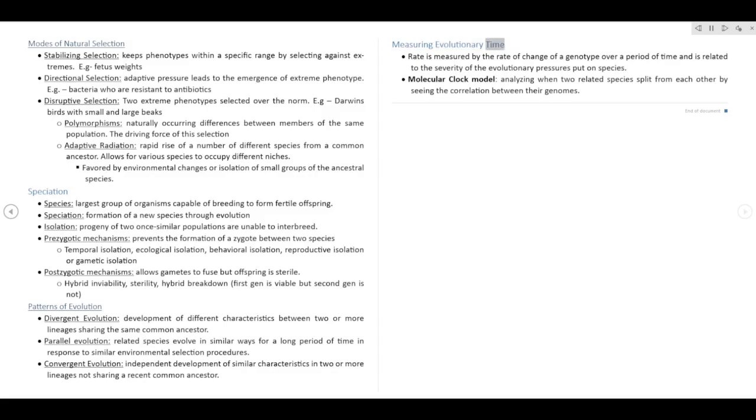Measuring evolutionary time. Rate is measured by the rate of change of a genotype over a period of time and is related to the severity of the evolutionary pressures put on species. Molecular clock model: analyzing when two related species split from each other by seeing the correlation between their genomes.